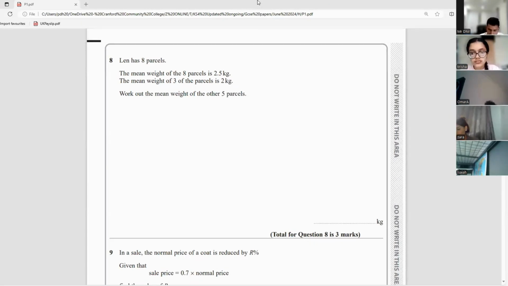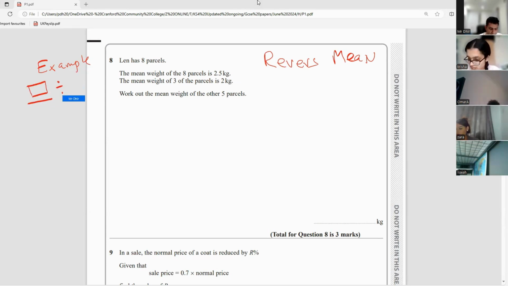Let's have a look for this question. Guys, now write down, this is again one of the very important topics. It is called a reverse mean question. Remember, if I ask you to find the mean of 10 numbers or find the mean of 7 numbers, we add them and we divide by 7 to get the answer. Right, that gives you the answer.